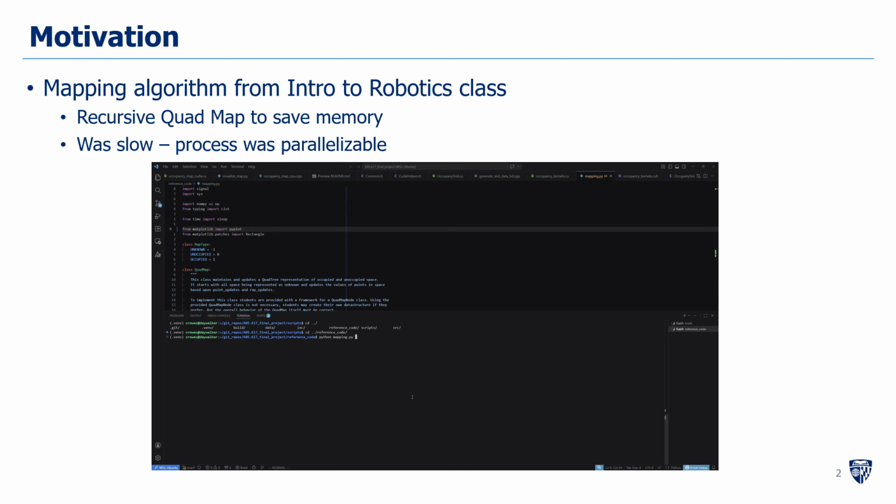So first we'll get into the motivation for this. My motivation was from an old mapping algorithm from an Intro to Robotics class I took at JHU last spring. This was a recursive quad map implementation, and that was to save memory. You'll see in the demo in the later slides how it does that. But the thing was, it was slow. One, it was in Python, and two, it was all sequential and recursive. So it was pretty slow, and I didn't think it was very applicable to putting on a real-time robot. So I wanted to look into figuring out how I could parallelize that.